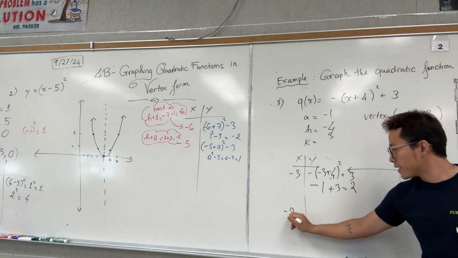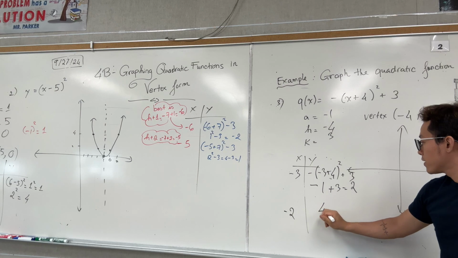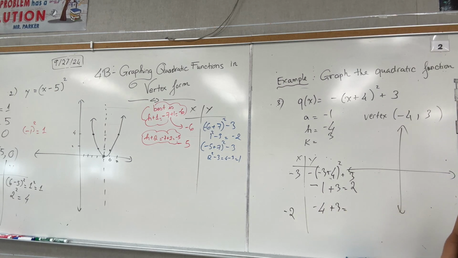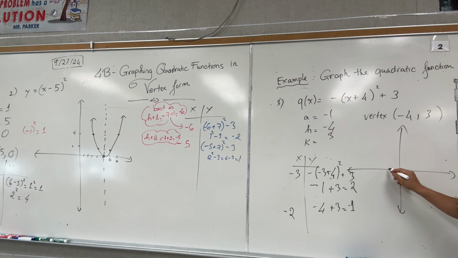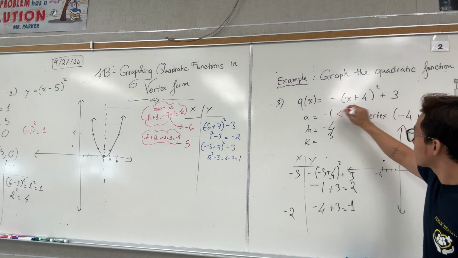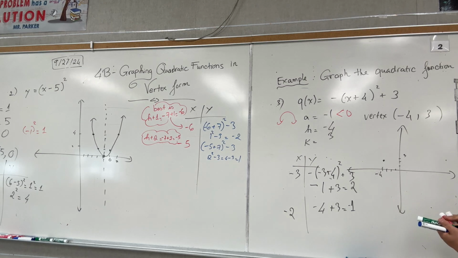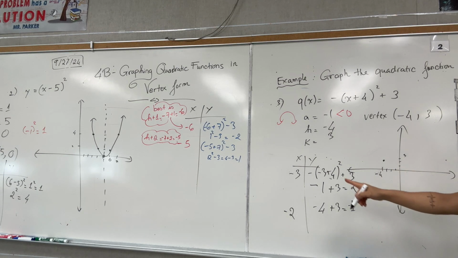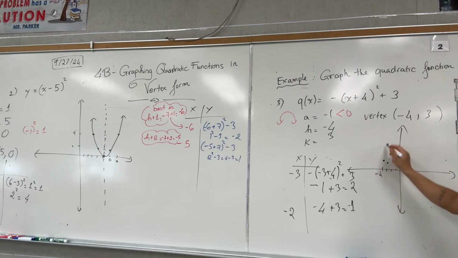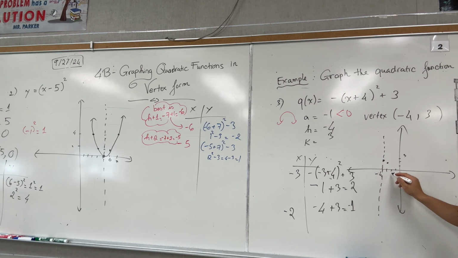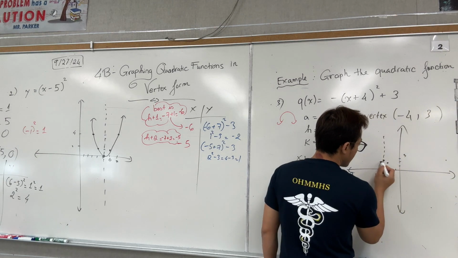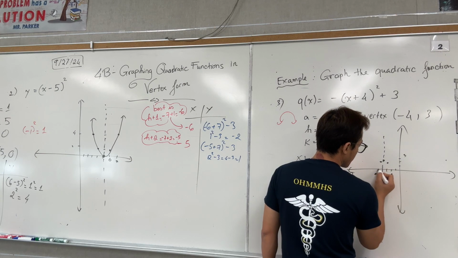Now if you plug in negative 2, you're going to have 2 squared is 4. So negative 4 plus 3 gives you negative 1, right? Okay? So negative 4 and 3. Downward. Okay, what else? Negative 3 and 2, and negative 2 and negative 1. So reflect over here. Reflect over here.